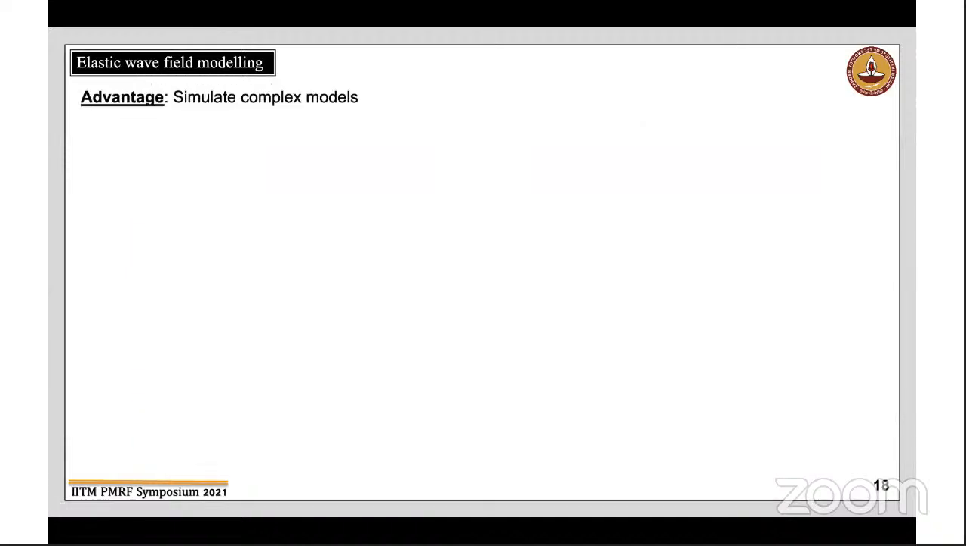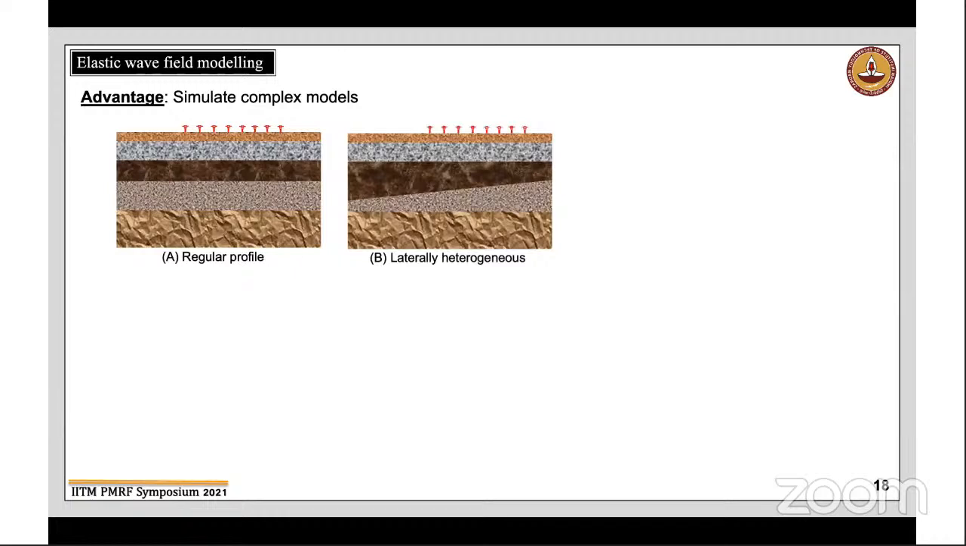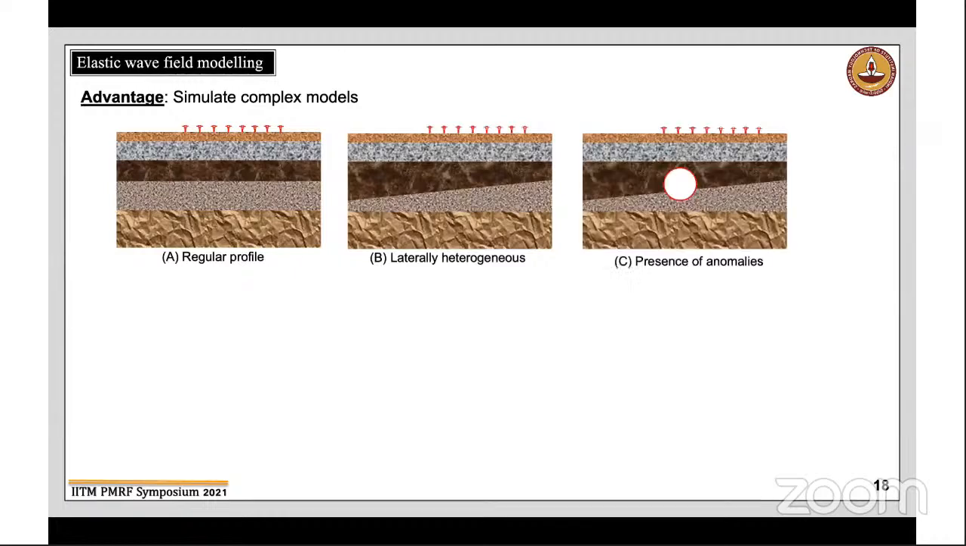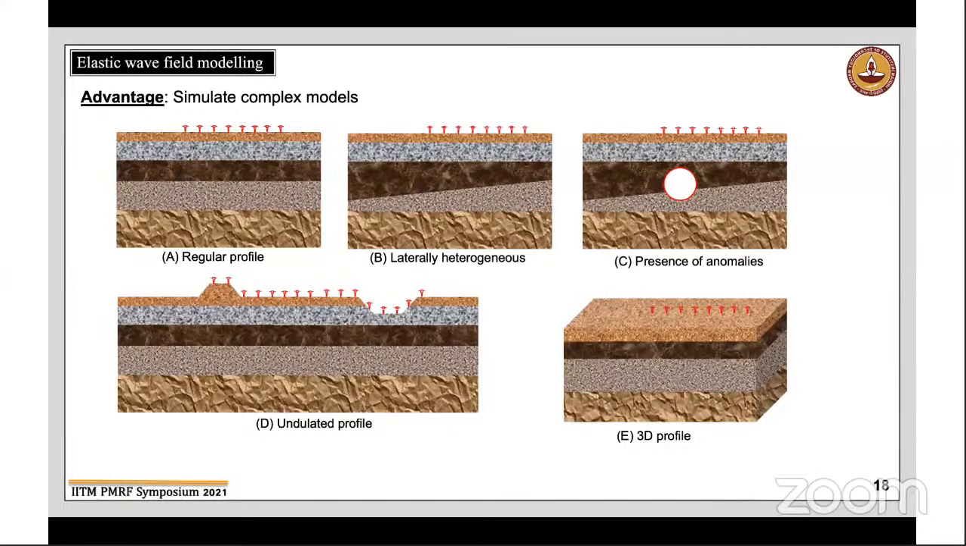Now the main advantage of this method is it can model any type of complexity, like any regular profile, presence of lateral heterogeneity, presence of any anomalies, any undulation in the profile, and the 3D models.